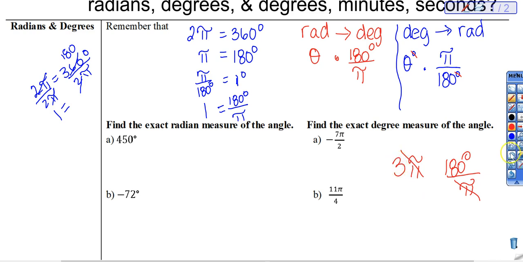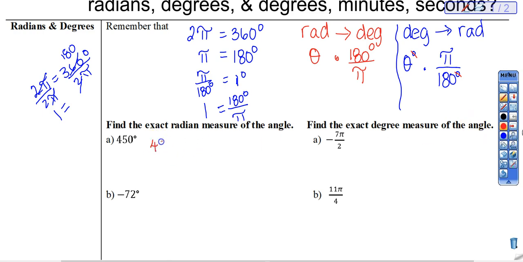All right, so let's do a little practice. Here we have 2 sets of problems. The first set of instructions says, find the exact radian measure of the angle. So we have 450 degrees, and we want to write that in radians. How many radians is that? So what are we going to do to convert? Pi over 180 degrees.